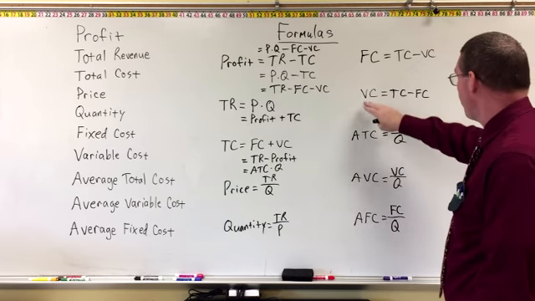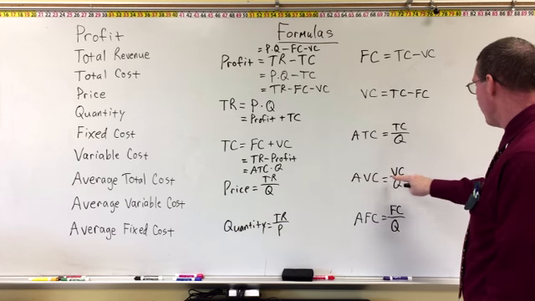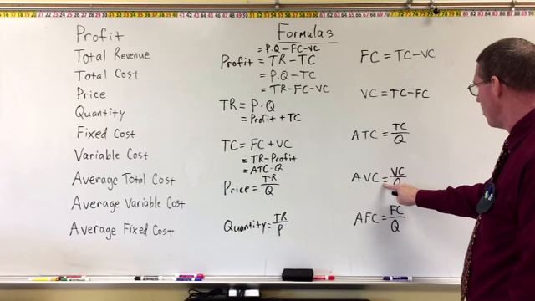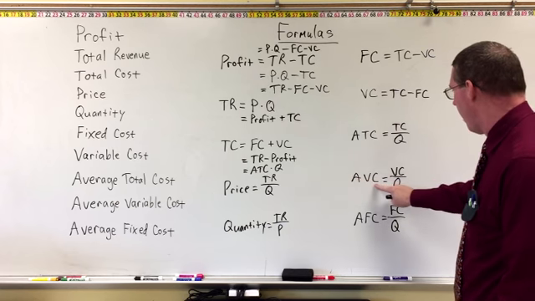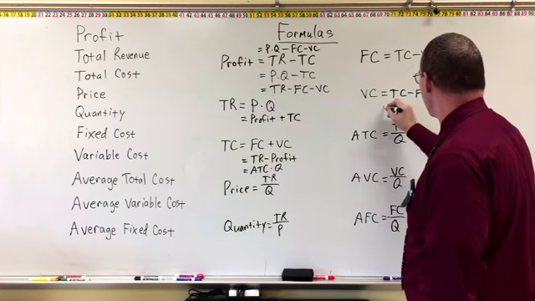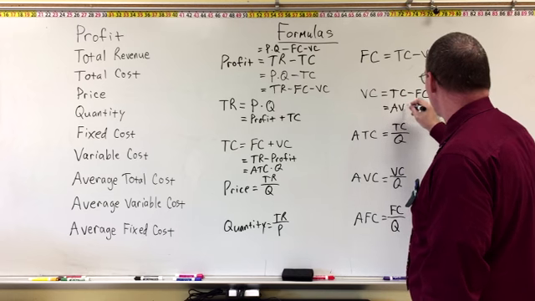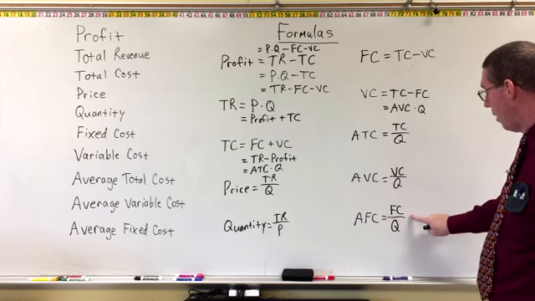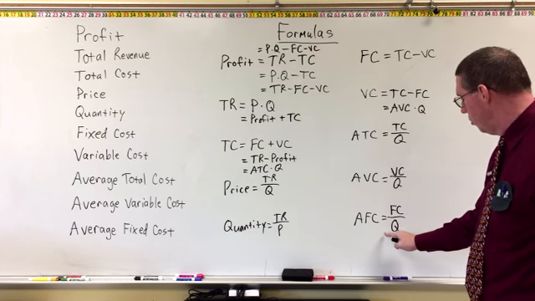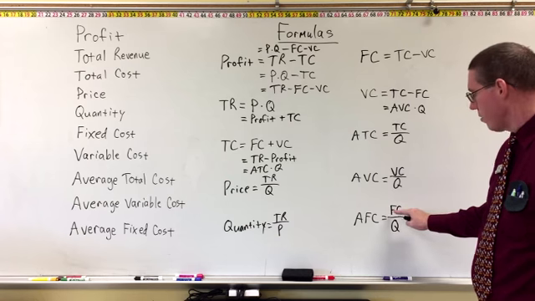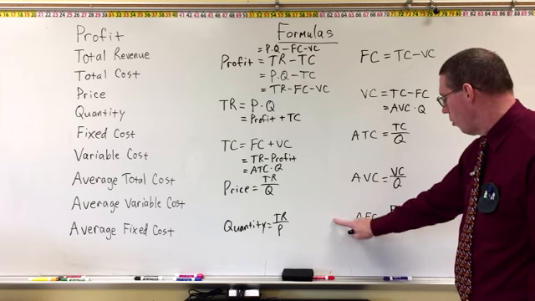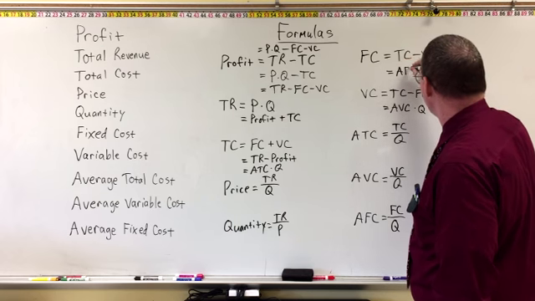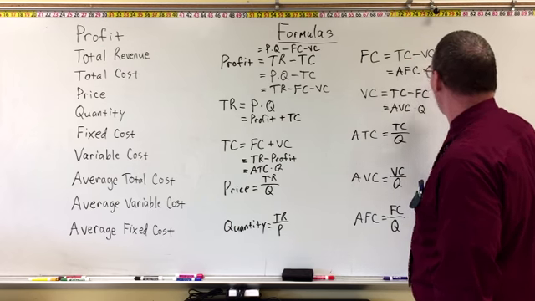Similarly, I could do the same thing for fixed cost and variable cost. For average variable cost, if I multiply by Q, that'll cancel the Q, and I'll have variable cost is equal to quantity times average variable cost. So variable cost is equal to average variable cost times quantity. Same thing with fixed cost. If I multiply by quantity on this side, it'll cancel Q, and all I'll have left is fixed cost. So if I multiply by Q on this side, I get quantity times average fixed cost. So fixed cost is the same thing as average fixed cost times quantity.